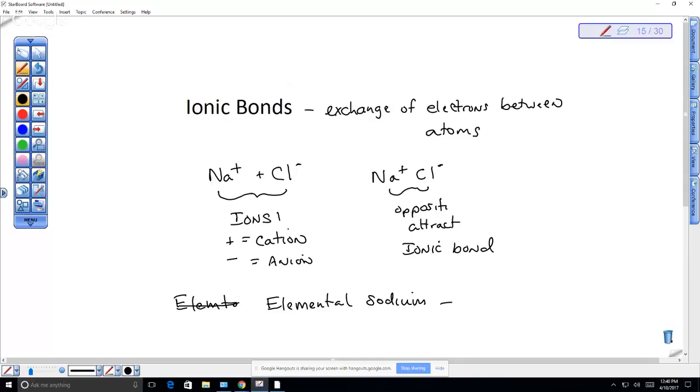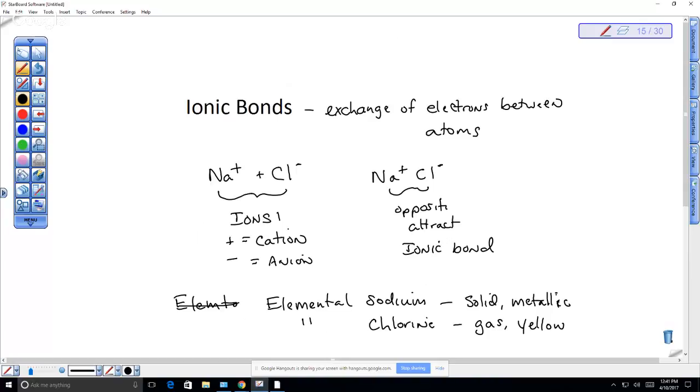Elemental sodium is something you wouldn't want to touch because it is highly reactive, and it is a solid, and it is metallic. And then if you look at elemental chlorine, this is a gas, and it is yellow, and it's something you would not want to breathe. Chlorine gas would be really bad to breathe, right?